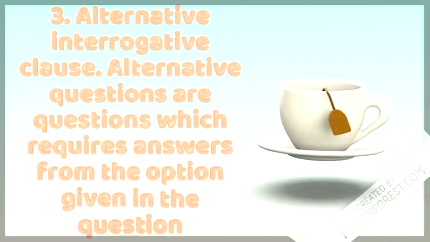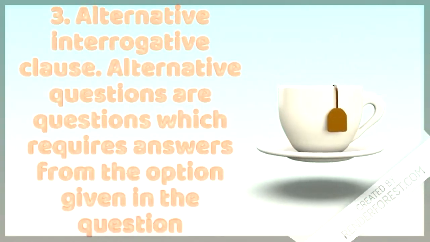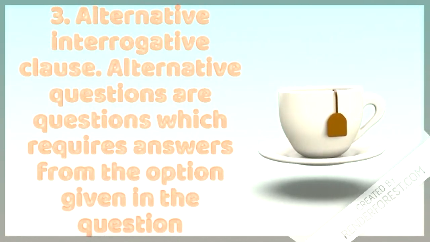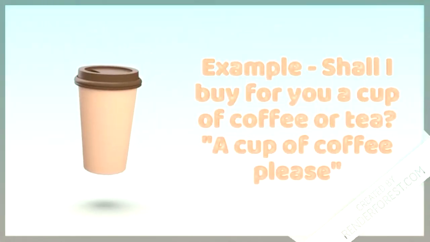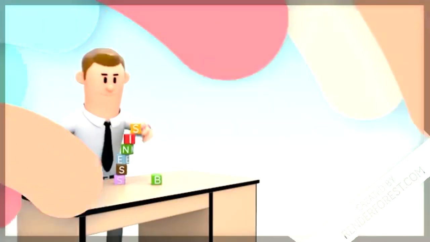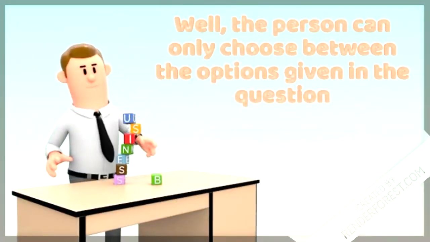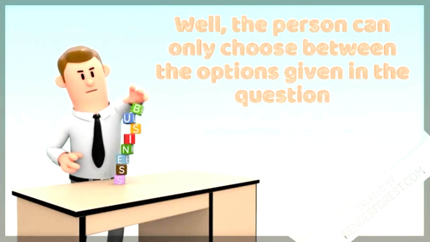Alternative interrogative clause. Alternative questions are questions which require answers from the options given in the question. Example, shall I buy you a cup of coffee or tea? A cup of coffee, please. Well, the person can only choose between the options given in the question.